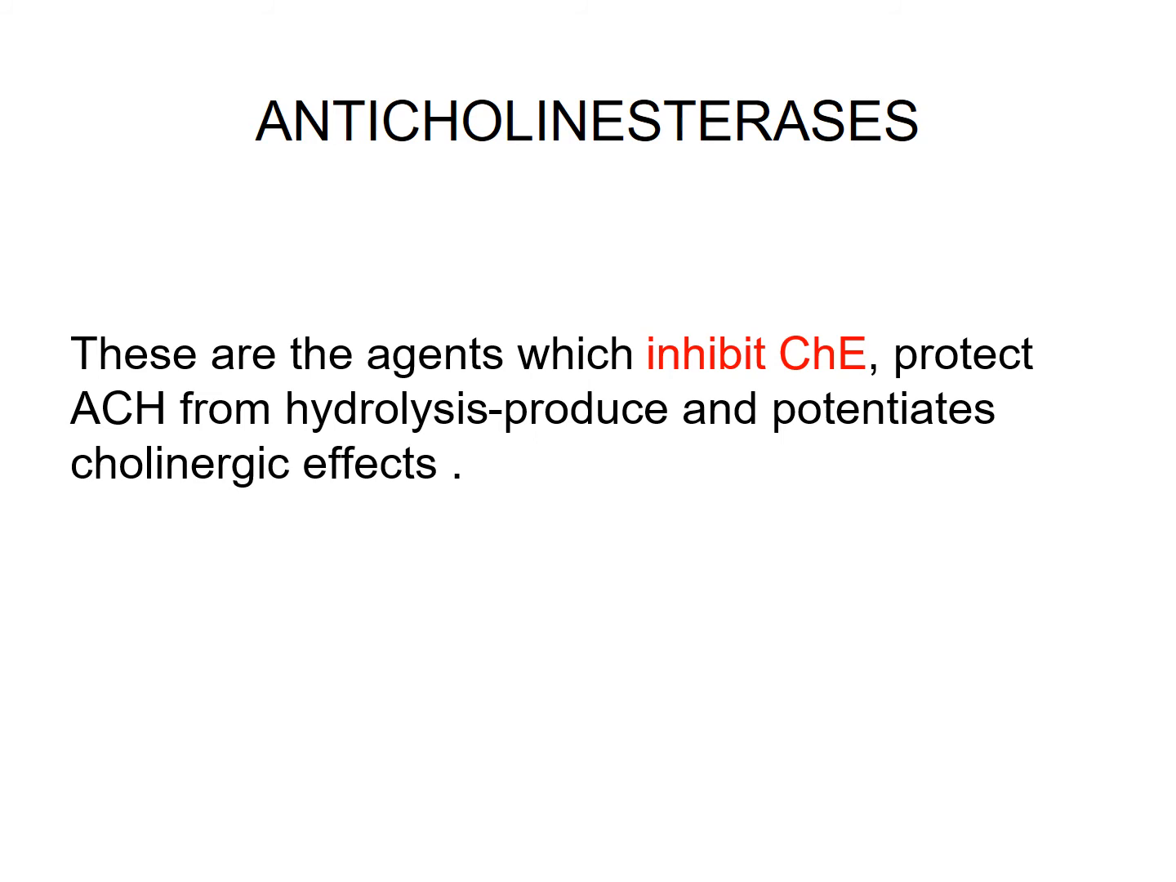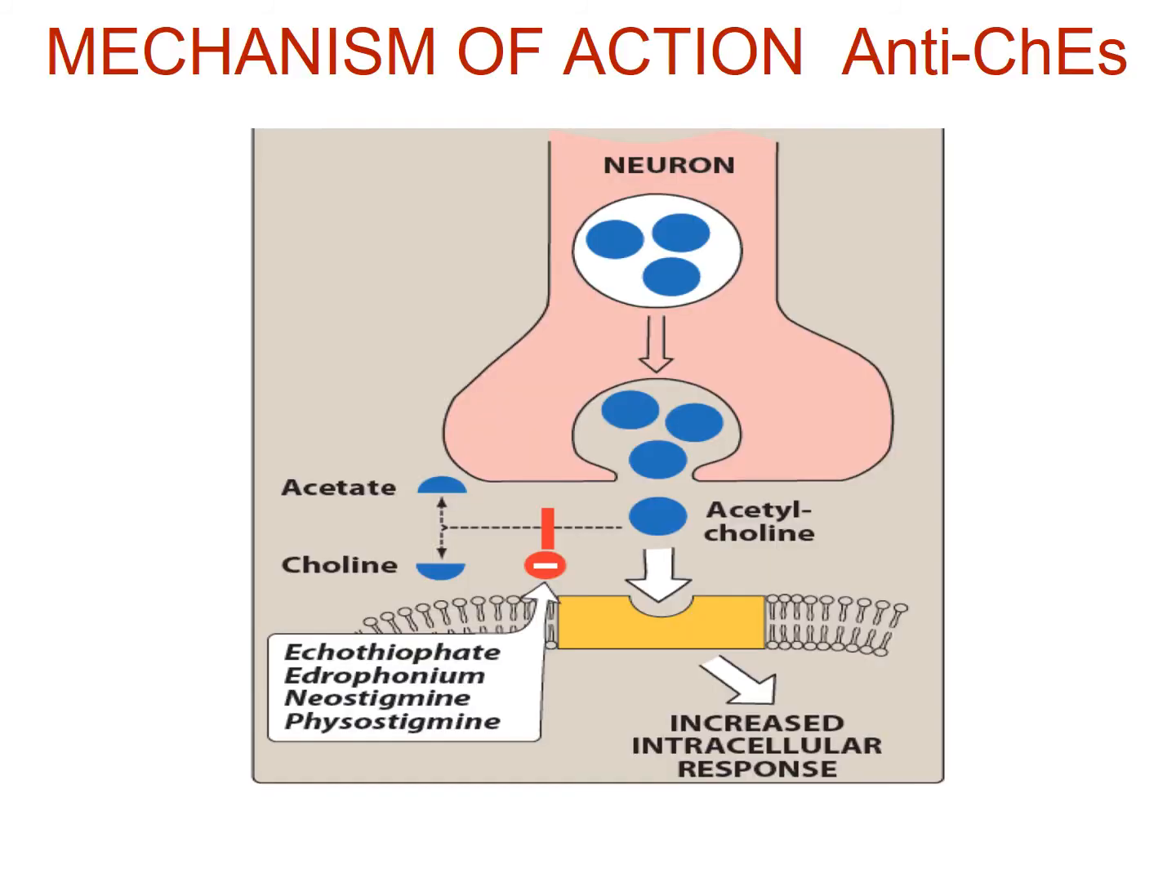So these are the agents which inhibit the cholinesterase and protect the acetylcholine from hydrolysis. Now in the process of release of acetylcholine, after release it is hydrolyzed by the acetylcholine esterase in the synaptic cleft into acetate and choline, and these acetylcholine esterase inhibitors prevent the hydrolysis and make it available for the postsynaptic receptors, and an increase in intracellular response is seen.